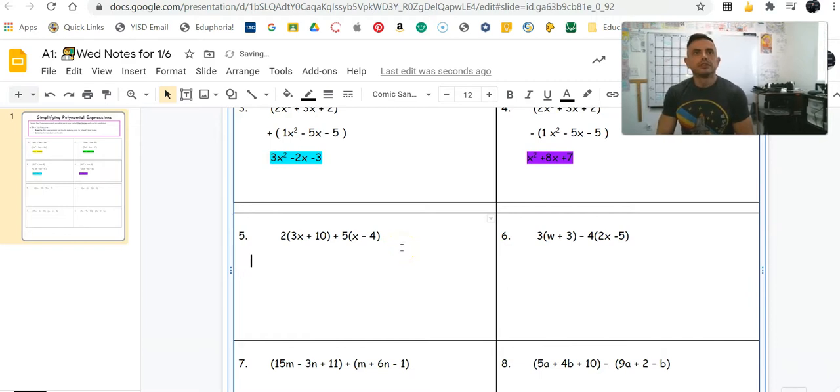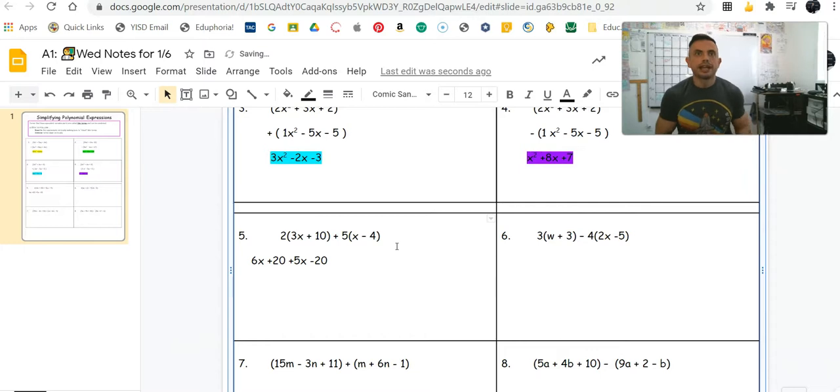I'll go a little to the left. 2 times 3x's gives me 6x's. 2 times a positive 10 inside the parentheses gives me a positive 20. Continuing on, positive 5 times x gives me a positive 5x. Positive 5 times negative 4 gives me a negative 20. Now I combine like terms.